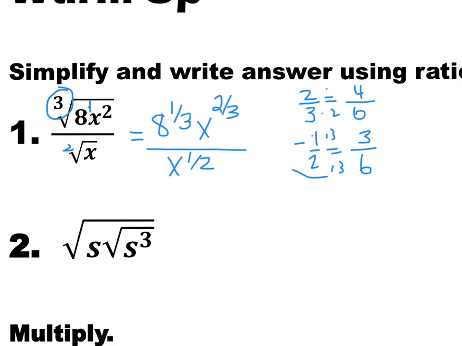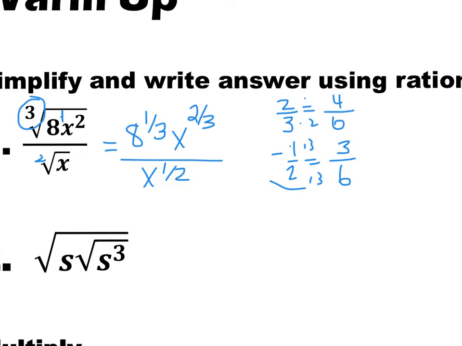1/6. So I'm left with 8 to the 1/3, which really means what number times itself 3 times gives us 8? 2. Good. x to the 1/6.